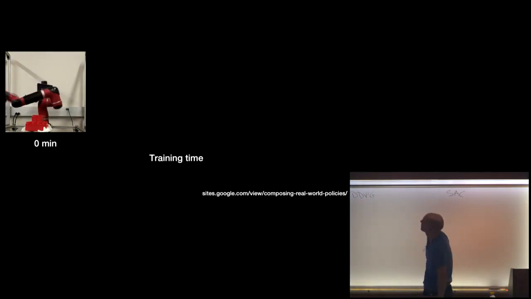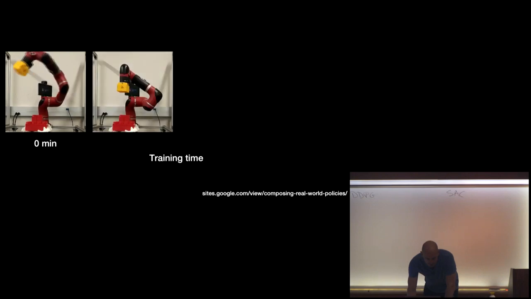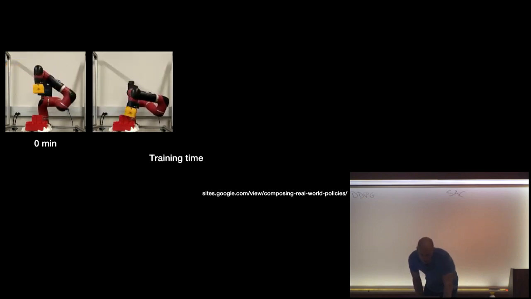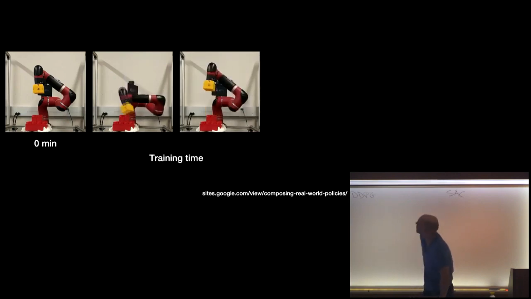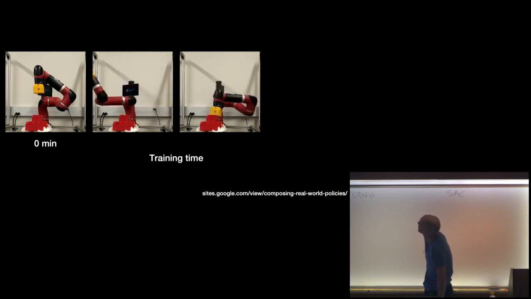Here's what we have when the robot starts out, random exploration. The goal is to put the Lego block, the yellow block, on top of the red block. Then, after 12 minutes, after 30 minutes, so 30 minutes is actually getting pretty good. It's finding the target reasonably well.